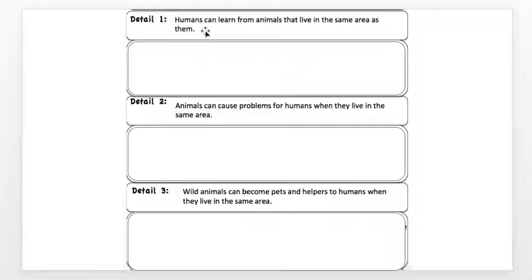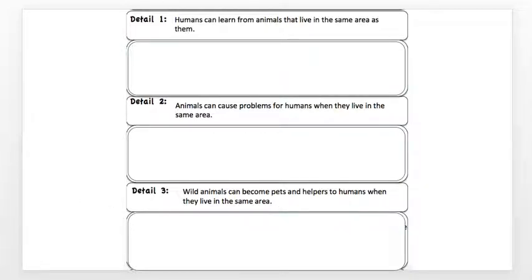So one of the effects is that humans can learn from the animals. The second one is that animals can cause problems for humans, so animals can cause a negative impact for humans. And the third detail is that wild animals can become pets and helpers to humans when they live in the same area. So those are the 3 details. Those are the 3 things that I saw when I read those articles. Those were the ways that animals and humans affected each other.